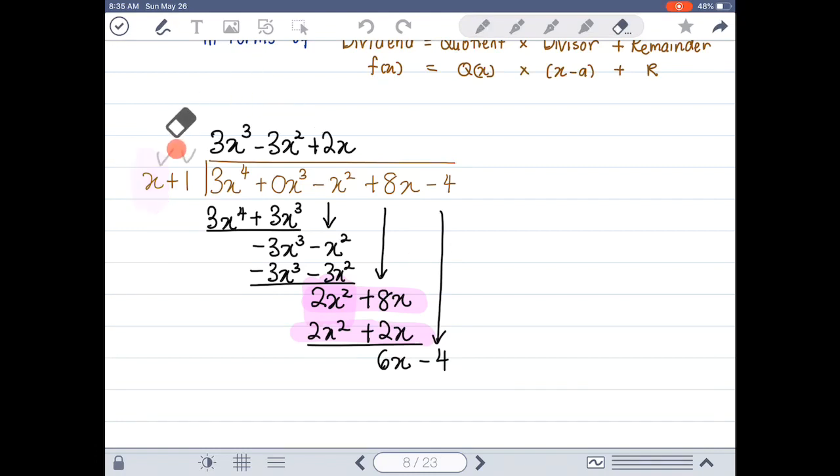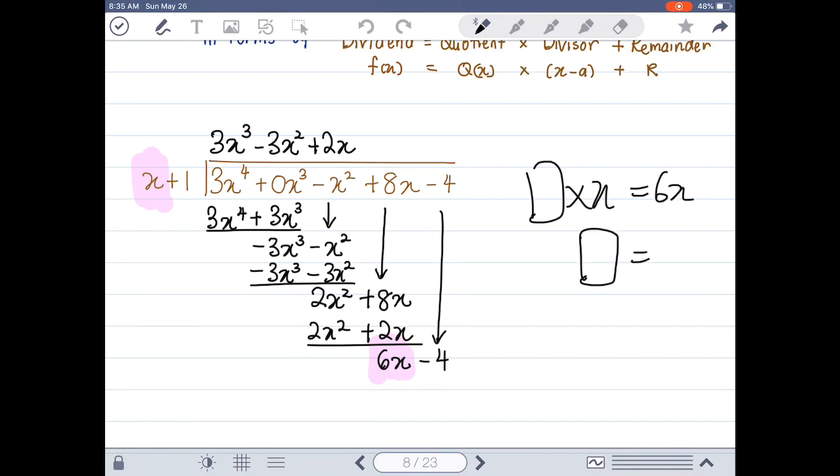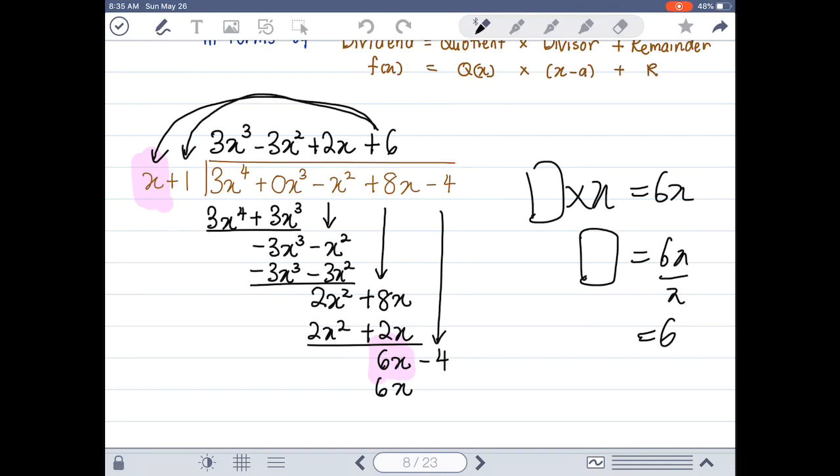Again, the same process. What times x should get 6x? So that what will be 6x divided by x, 6. So we just write down plus 6. Next step will be plus 6 times x, we will get 6x, plus 6 times plus 1, we will get plus 6. Top minus bottom.